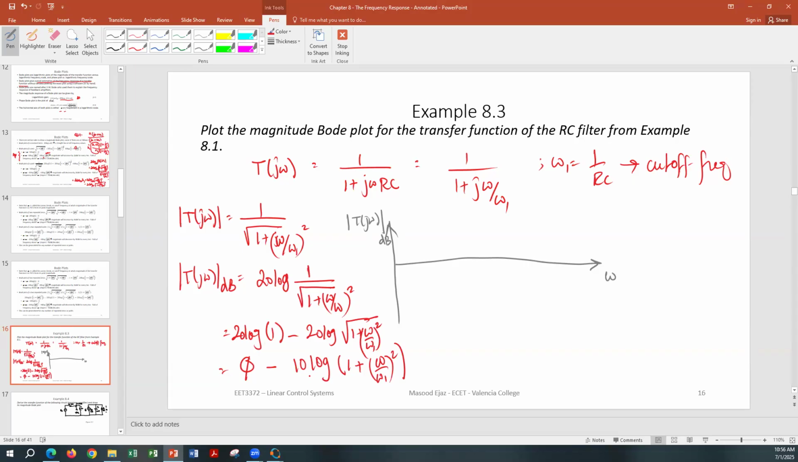So the first part is 0, the second part is negative 10. For the second part, as long as the frequency omega is less than omega 1, we assume this term to be 0, and we are going to have 10 log of 1, which is going to be 0. So let's say this is omega 1, and it is going to be 0 until omega 1.